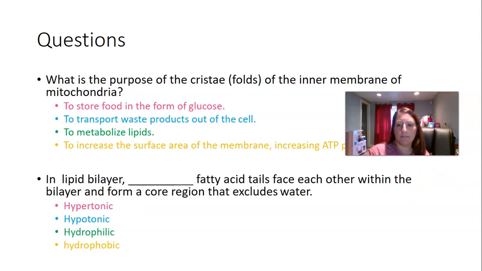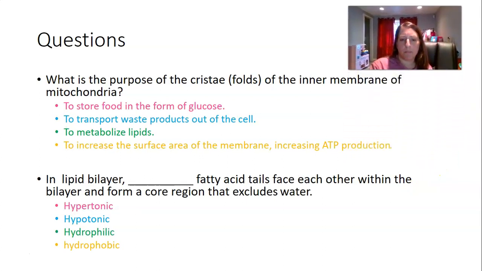Okay, a couple more. What is the purpose of the folds, the cristae, found in the inner membrane of the mitochondria? Are they there to store food in the form of glucose? Are they there to transport waste products out of the cell? Are they there to make lipids, metabolize lipids? Or are they there to increase the surface area of the membrane, which would then increase ATP production?